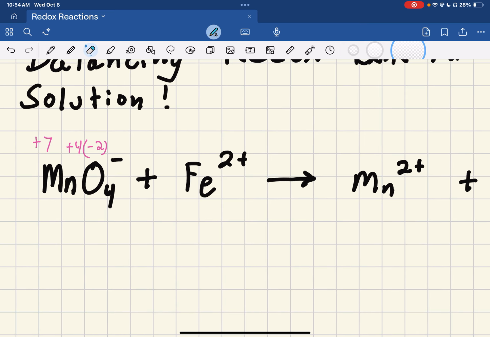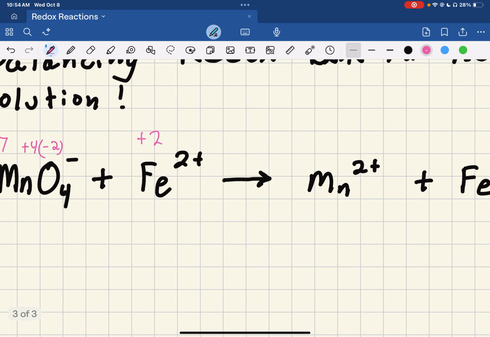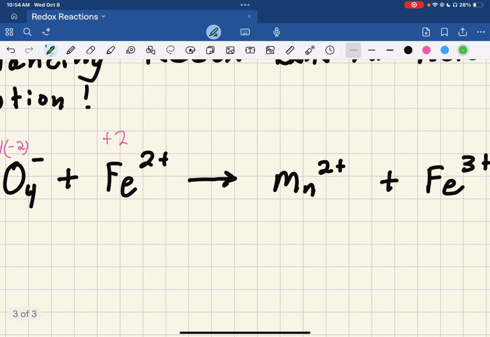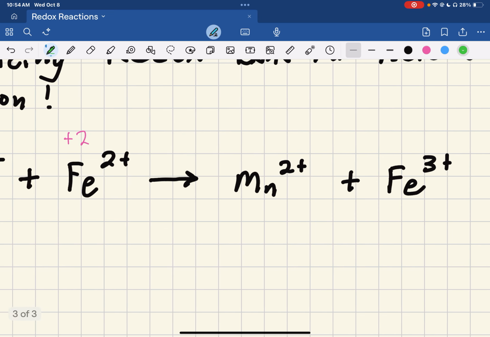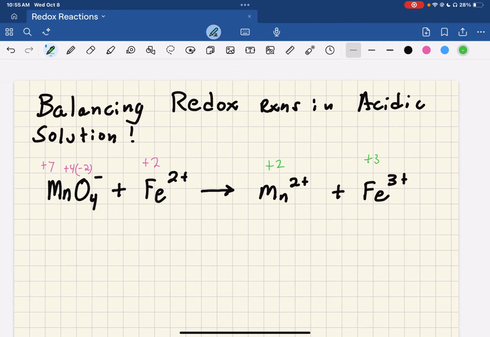Now, iron, it's pretty simple because it's an ion, it's already oxidized, so therefore this is going to be +2. I'll write a +2 right above it. +2. There's that one. Now let's jump over here to the product side. Manganese, pretty simple. That's +2. Iron, pretty simple. That's +3. All right. So let's take a look.